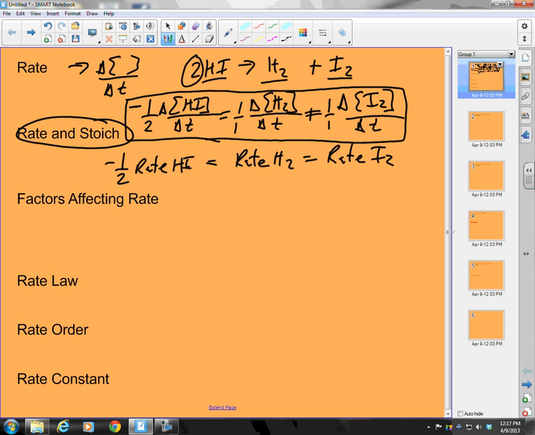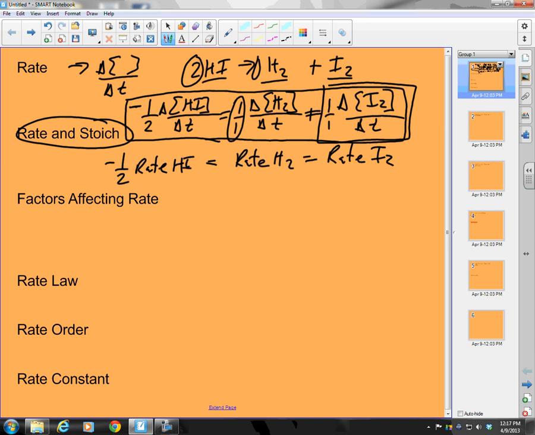Got it? And then we might say the overall rate of the reaction would be based on a 1 coefficient. So you might say my rate of the overall reaction would be one of these two, because it's a 1-to-1. Now, it all depends on how they ask. They could say, what is the rate in terms of hydrogen iodide?